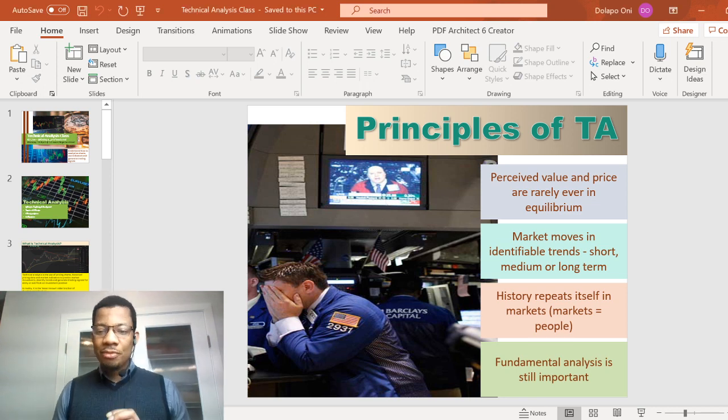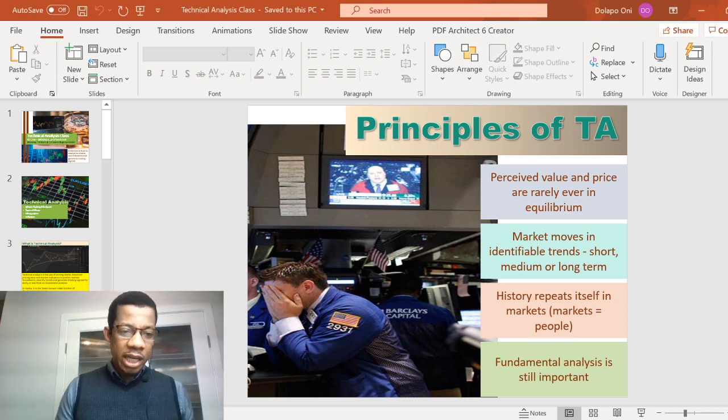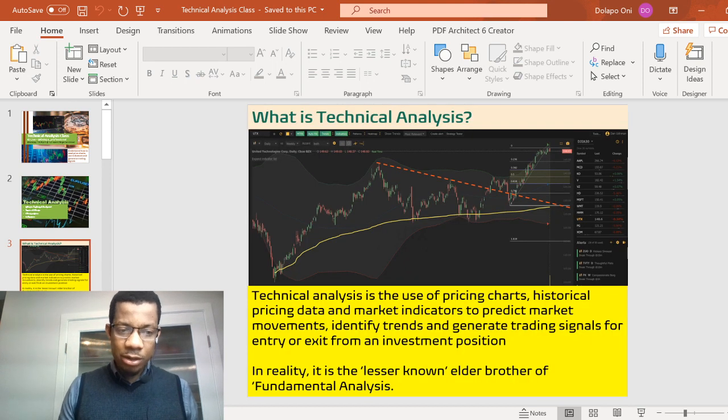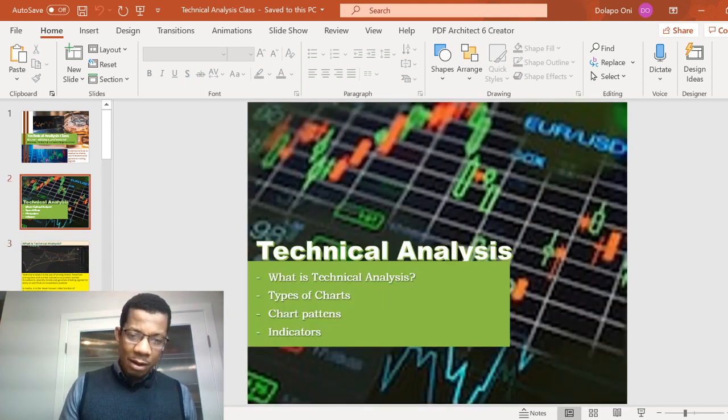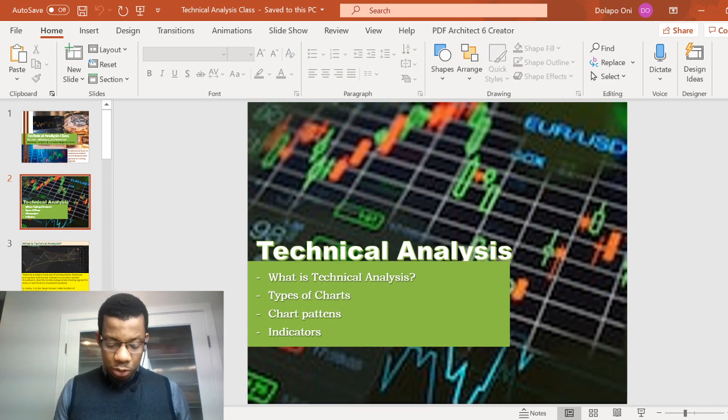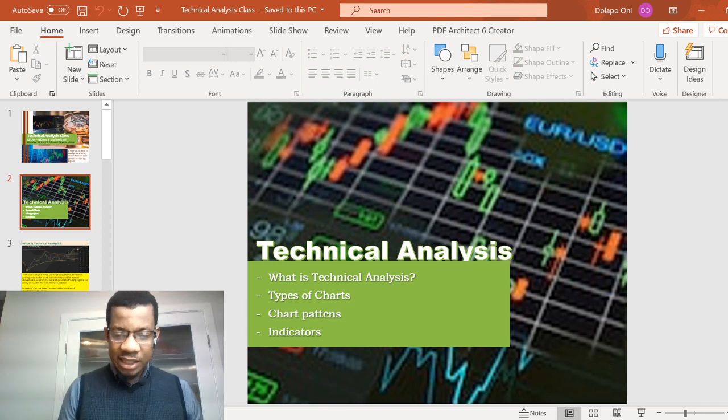Now, in terms of what we'll be looking at today, let me just quickly give you a nutshell of our focus for today. We've gone through what technical analysis is. The next thing I'm going to talk about now are the pricing charts. What are the types of charts that you would typically see as an investor when you're looking at the market?